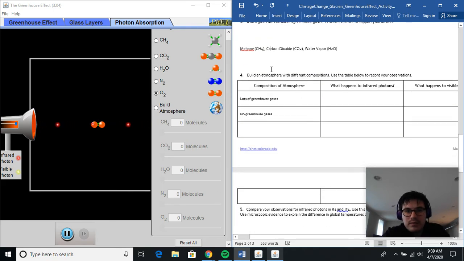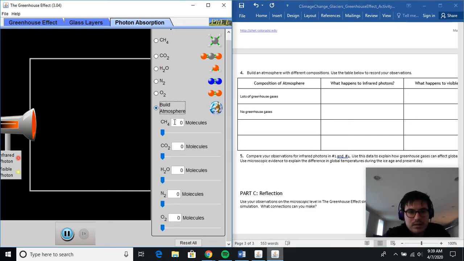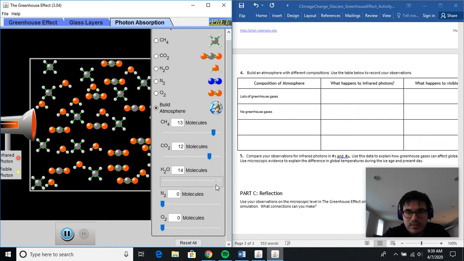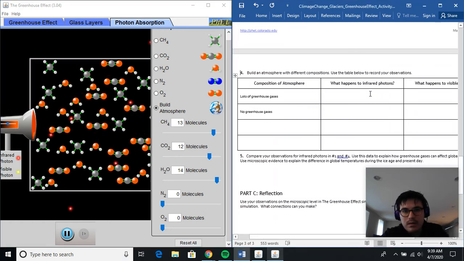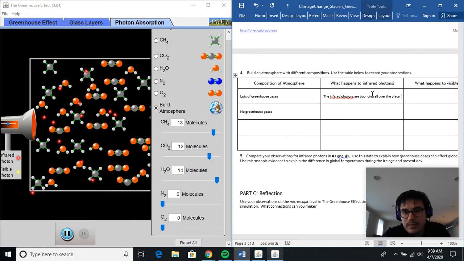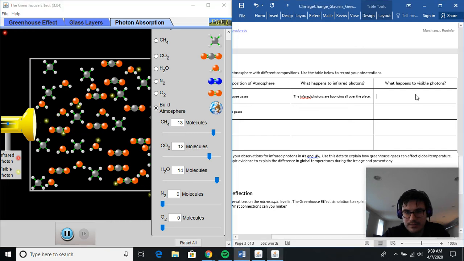Okay, so we're going to build an atmosphere with different greenhouse gases here. Lots of greenhouse gases. So let's just crank this one all the way up. Crank this one all the way up. Crank this one all the way up. Let's run that. What's happening to the infrared photons? The infrared photons are bouncing all over. And visible photons, they are passing straight through.